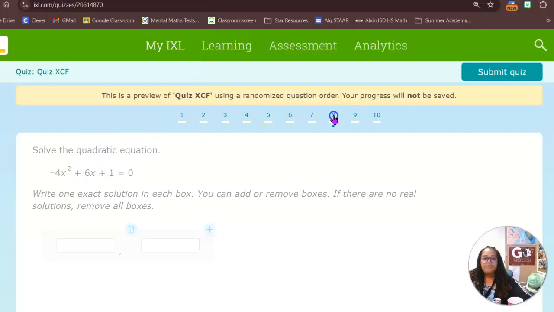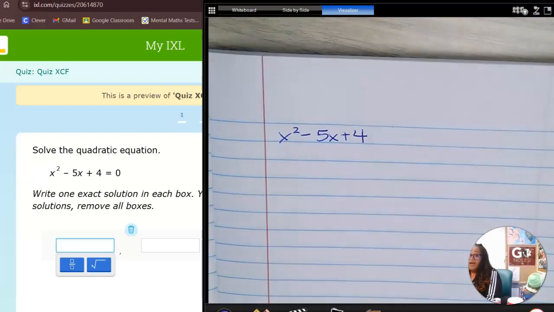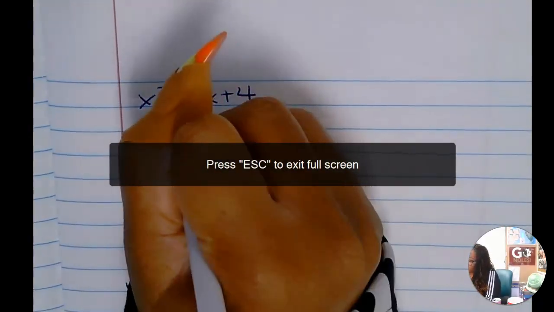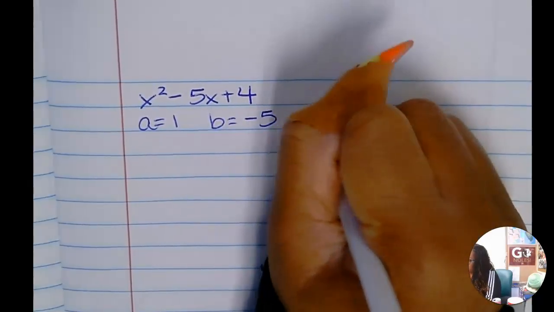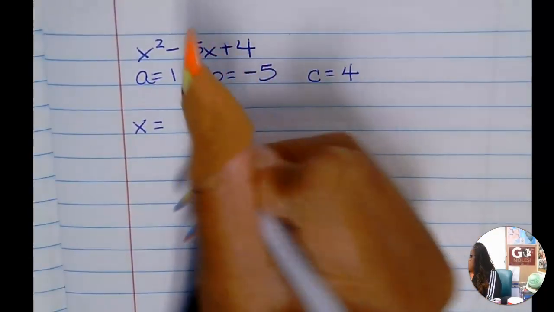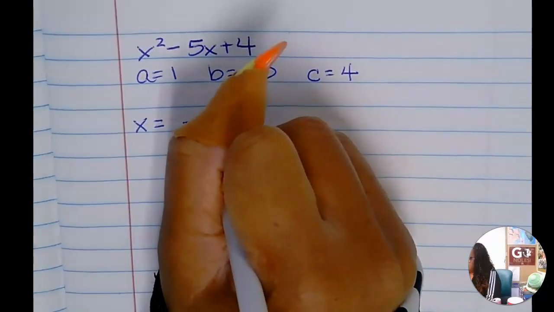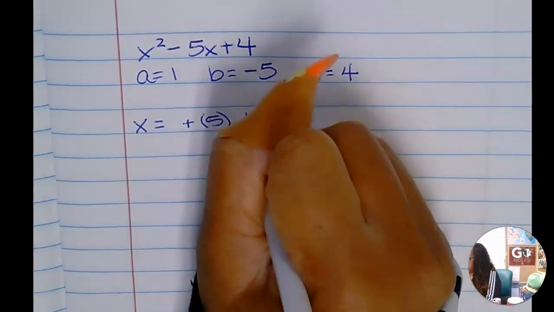Where am I? X squared minus 5x plus 4. What's a? Dang. What's a? 1. What's b? Thank you for making it negative. And what's c? X equals... Okay, sure, we'll put positive 5 there. That's what makes you happy.